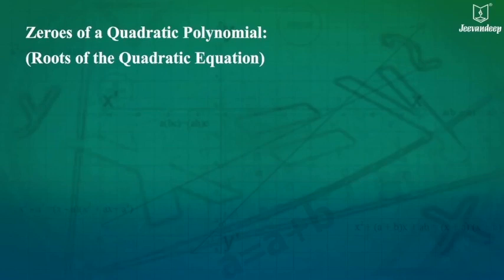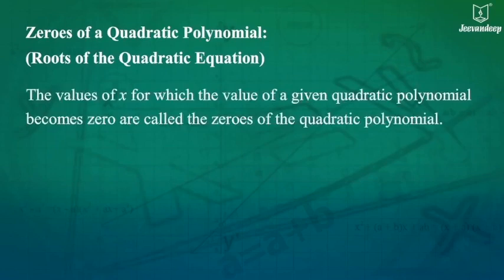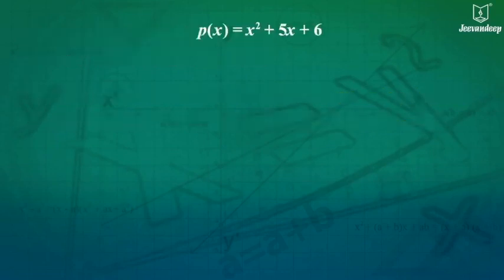Zeros of a quadratic polynomial or roots of the quadratic equation. The values of x for which the value of a given quadratic polynomial becomes 0 are called the zeros of the quadratic polynomial. Let us now consider a polynomial. P of x equals x square plus 5x plus 6.